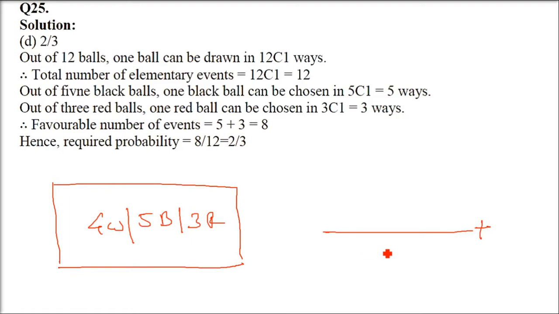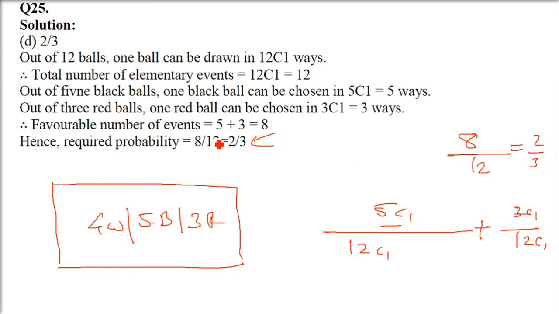So we'll try to find out the black one first and the red one, and then we'll add them. How many are total? 5, 4, 3, these are 12. So you're picking 1 from 12. Now, in order to get black, how many blacks are there? 5 blacks, so 5C1. This is the probability of getting a black. What is the probability of getting a red? How many reds are there? 3, you're taking 1. 3C1 by 12C1. So NC1 is N only, so 5 plus 3, 8. 8 by 12 is 2 by 3.